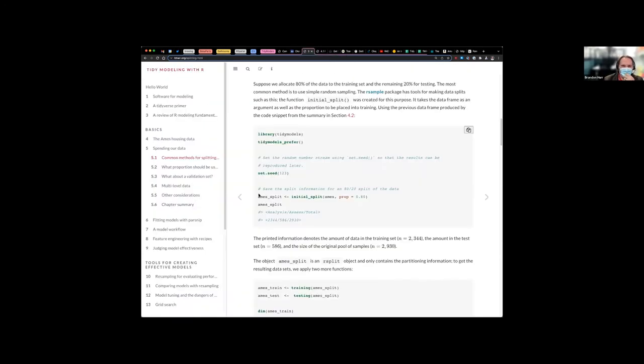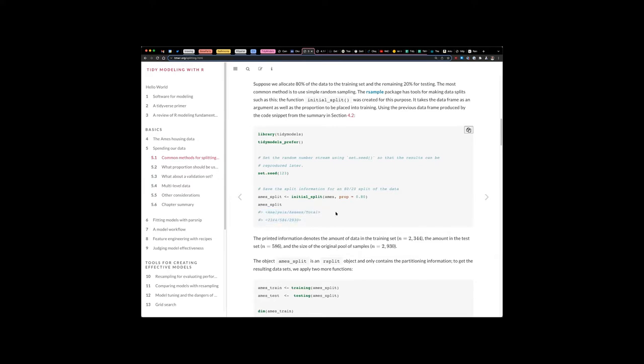Let's see, where were we? So here they're actually running some code and splitting the Ames data set using the initial_split function and giving a proportion, in this case 80%. Mm-hmm. What is this outcome here in terms of the structure of ames_split? Is it a list with two things? Is it a list column or something like that? The output here doesn't look like that's what it is. I think it's some kind of object.